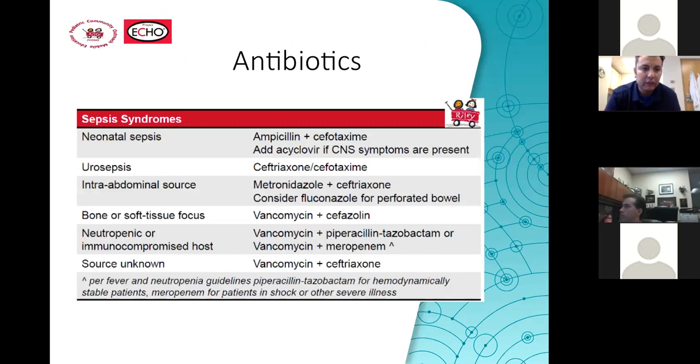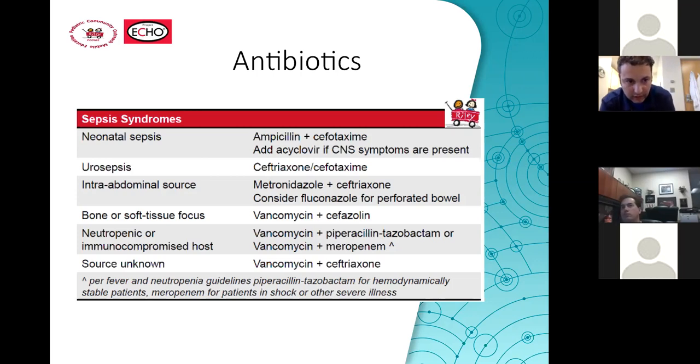What recommendation? We have some recommendations based on the age and risk factor. For neonatal sepsis, always think about covering all your neonatal bugs. So ampicillin plus cefotaxime or gentamicin can cover almost all your neonatal sepsis. Acyclovir should be added if you have concern about HSV.